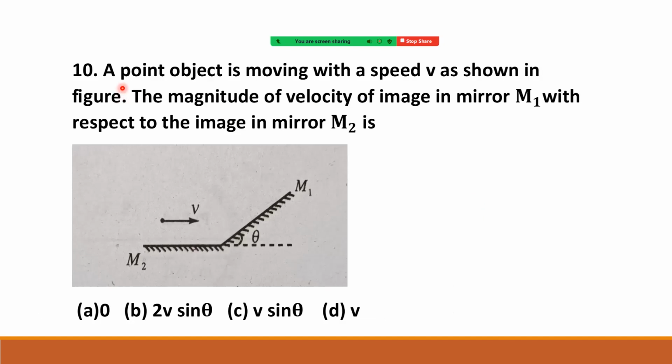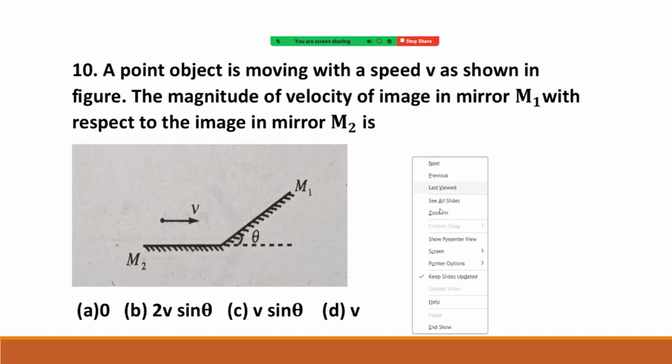See the question given. A point object is moving with a speed v as shown in the figure. The magnitude of velocity of image in mirror M1 with respect to the image in mirror M2 is. So it is simply concept of relative velocity, right? Now see what we can do. So he is asking magnitude of velocity of image in mirror M1 with respect to the image in mirror M2. Okay, let us see.